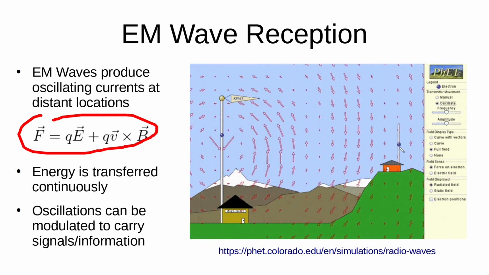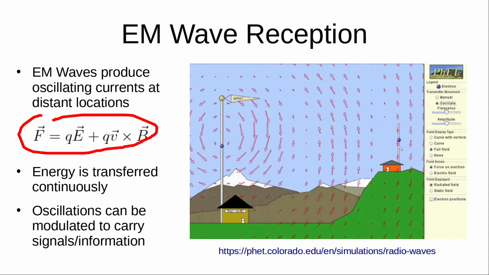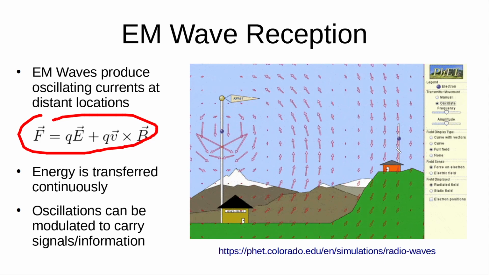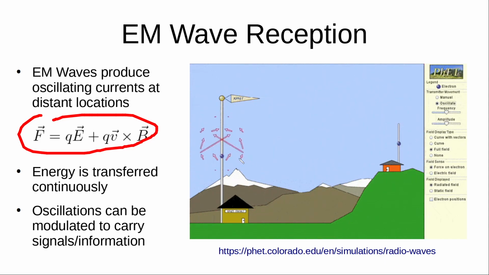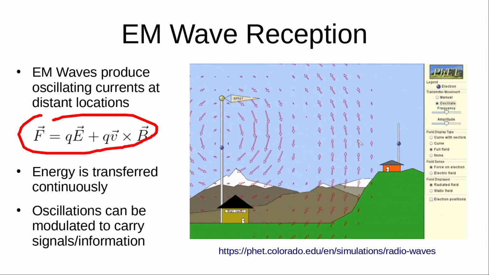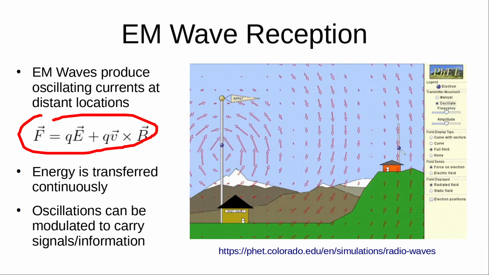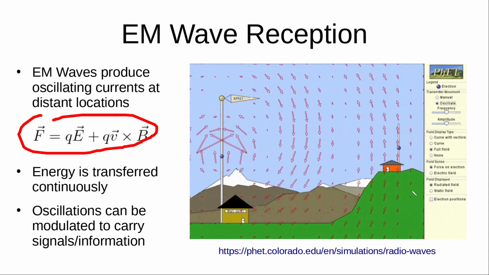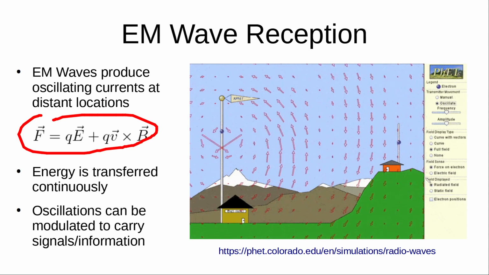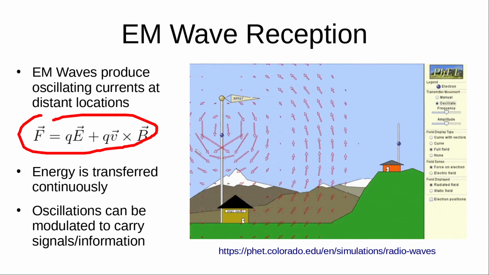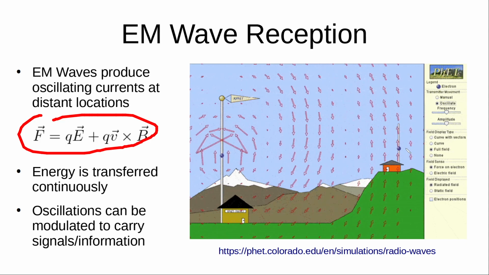When those electric fields pass through the antenna, the charges in that antenna are moved up and down by those fields, and that transfers energy to those charges. That produces a current in the receiving wire here, and that can be used to drive electronics, like an amplifier or a speaker, and send sounds or data. So electromagnetic waves can carry energy and signals.